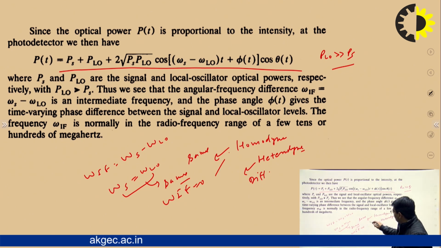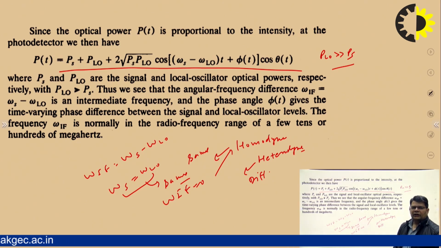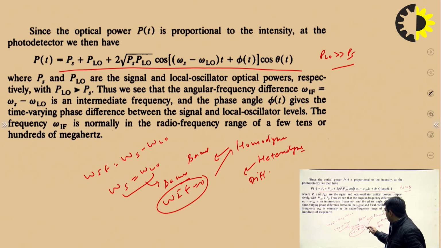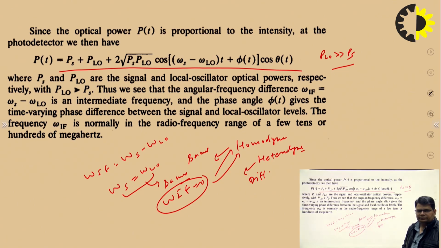This is the case for homodyne detection. That is, the signal that we are getting from the source and the signal from the additionally applied local source are the same. So W_IF equal to 0 is the case for homodyne detection. Whereas hetero means different. So in this case W_S is not equal to W_LO. That's why the intermediate frequency is non-zero. So this is the heterodyne case.